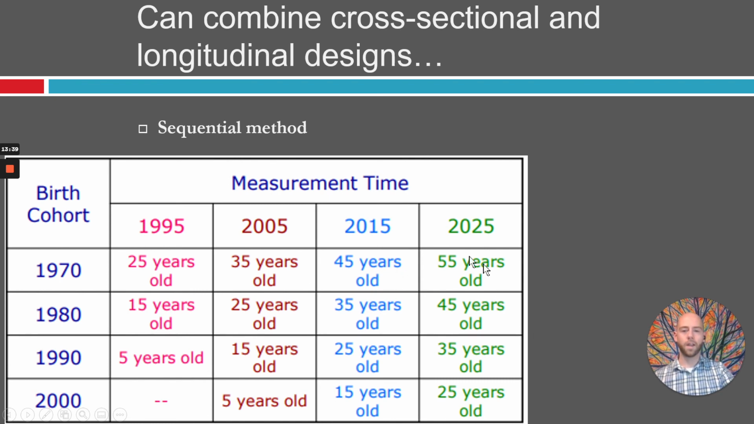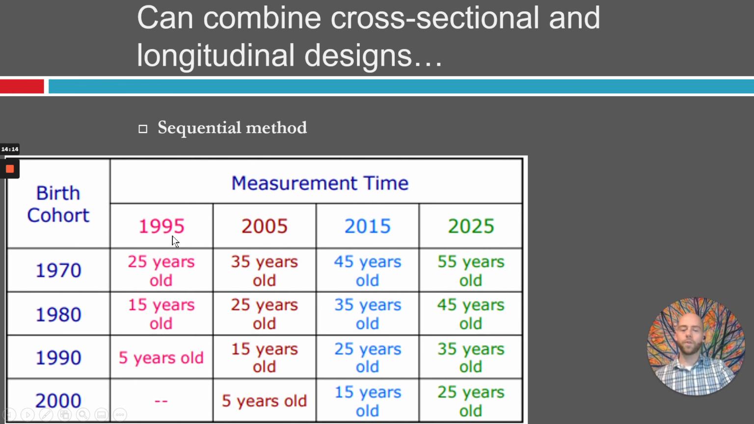If, let's say in 2025, you ran a study with people born in 1970, 1980, 1990, and 2000, this would be a single cross-sectional study of people at this time, the green column here at the end. The blue column could be its own cross-sectional study, right? Just conducted at a different time. And if you were just looking at the birth cohorts here and you were following people over time when they were 25, 35, 45, 55, that would be a longitudinal study.